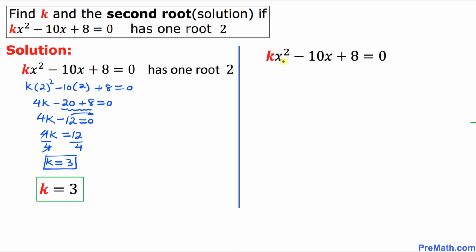And now in our next step, this is our given quadratic equation and we figured out the k value, which is 3. So wherever we see k, we are going to replace it by 3. So this simply is going to become 3x squared minus 10x plus 8 equal to 0. So this is our quadratic equation.